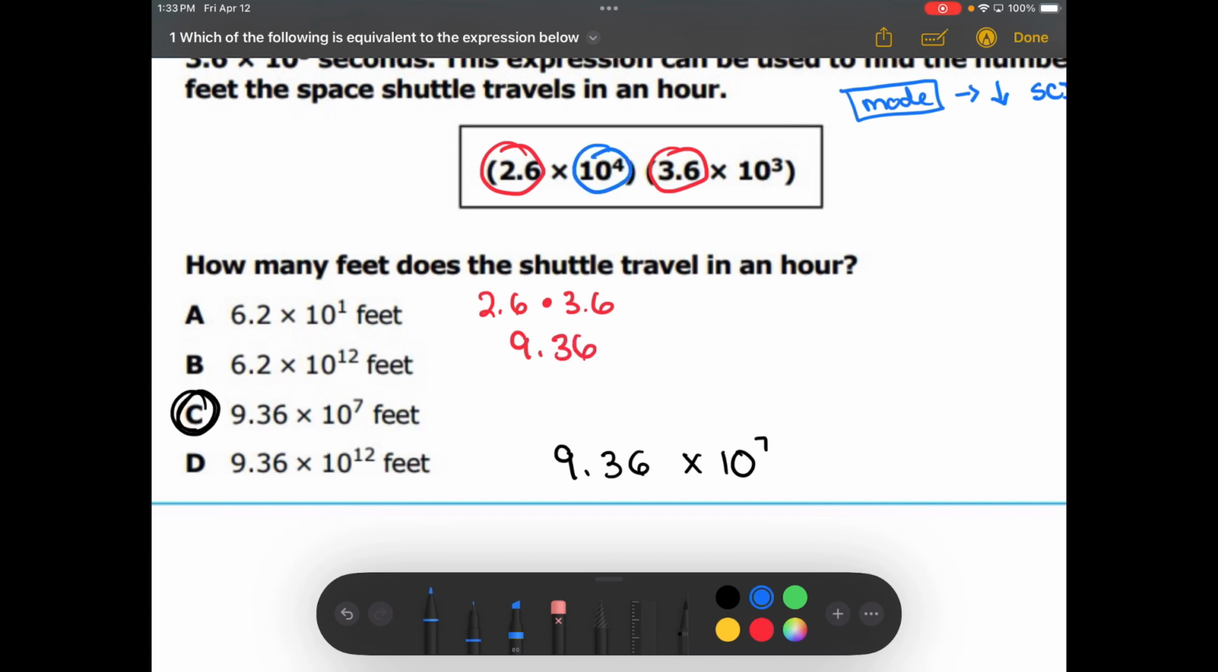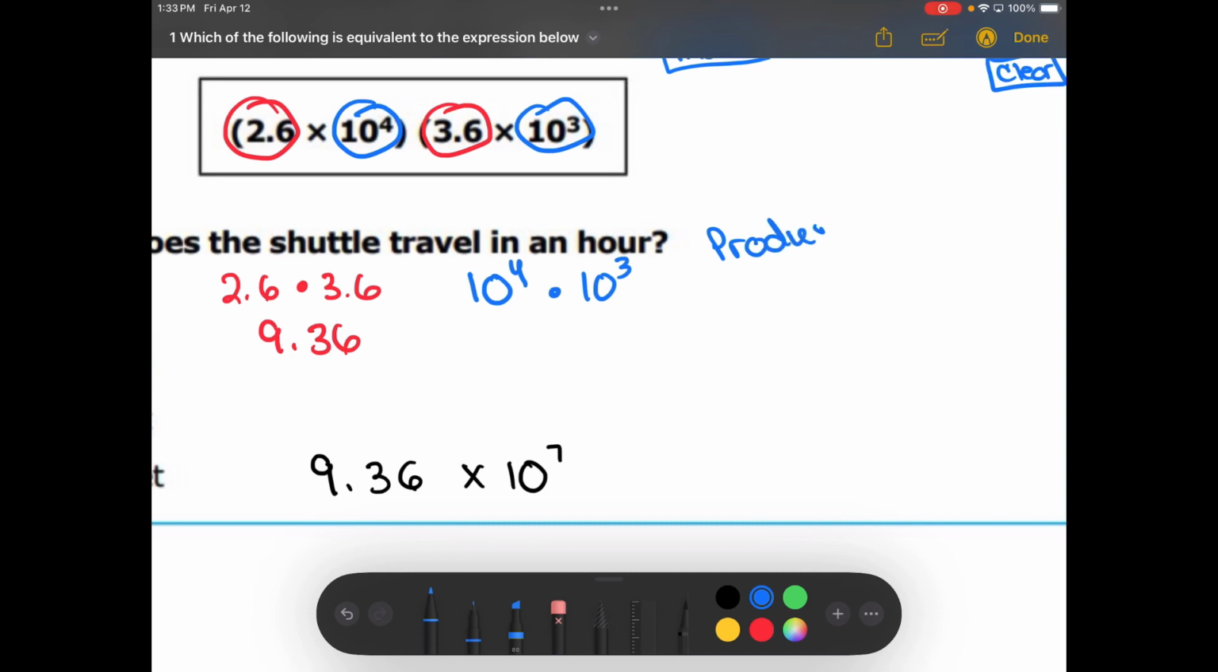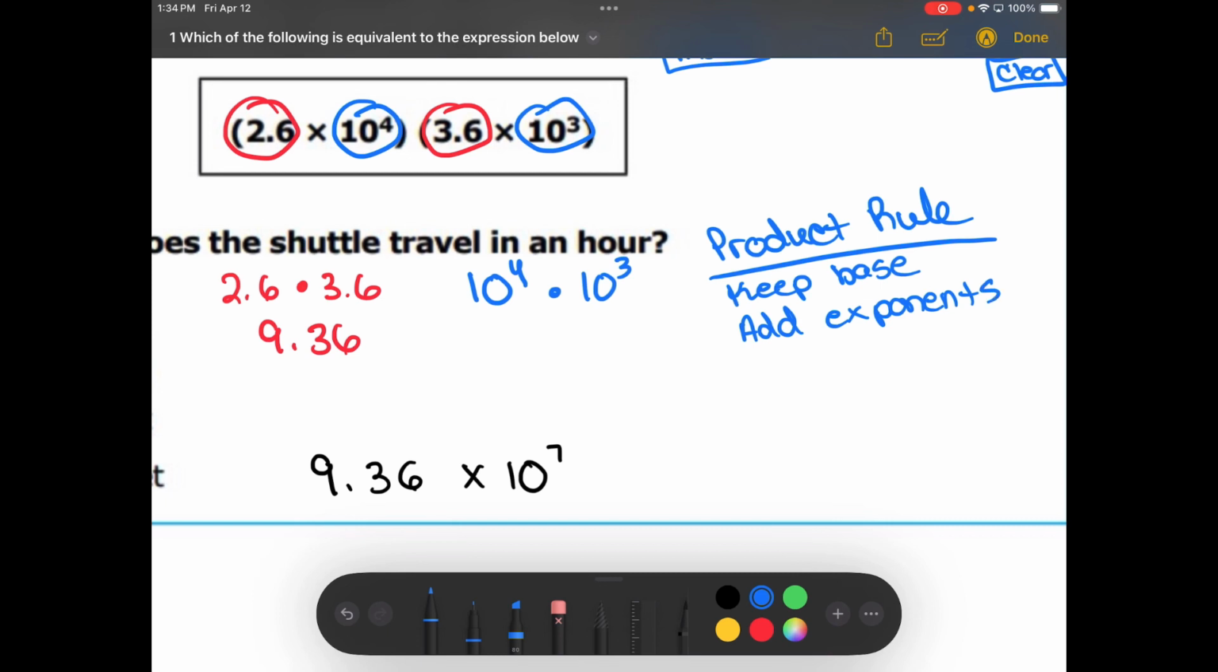Then you're going to multiply your exponents. 10 to the 4th times 10 to the 3rd. In order to multiply those exponents, you would use the product rule. The product rule is the opposite of the quotient rule. Quotient rule says keep the base, subtract exponents. Product rule is keep base, add exponents. We are going to add 4 plus 3. What is 4 plus 3? 7. So it's 10 to the 7.